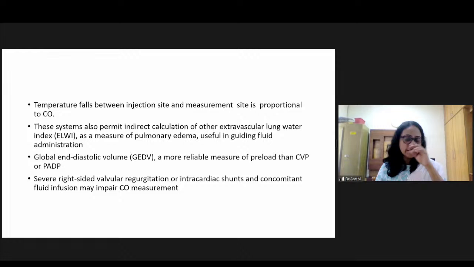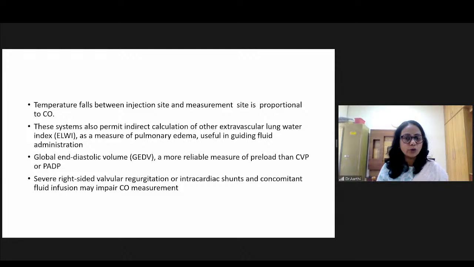So these thermodilution techniques also provide us with various other parameters to assess the hemodynamic status of the patient. The temperature falls between the injection site and the measured site proportional to the cardiac output. These systems also permit indirect calculation of what is called the extravascular lung water index as a measure of pulmonary edema, which is helpful in guiding fluid administration.